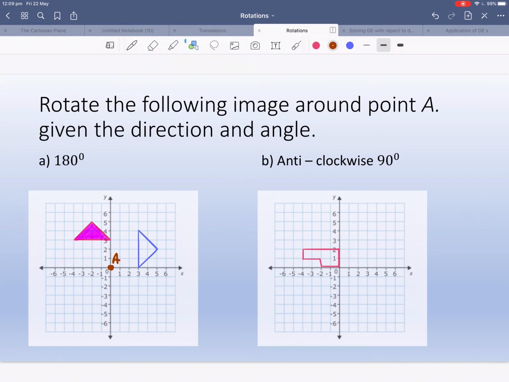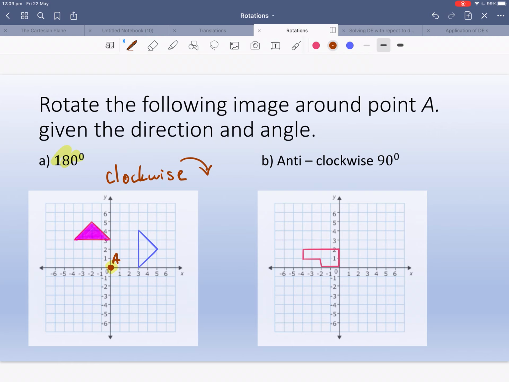Okay, so this one says rotate the given image around point A. So point A is here. Around the given direction. It says given the direction and angle. In this one, there's no direction. There's just an angle, 180 degrees. So I'm actually going to move mine clockwise. And clockwise is this direction. It's the same way that the clock goes.